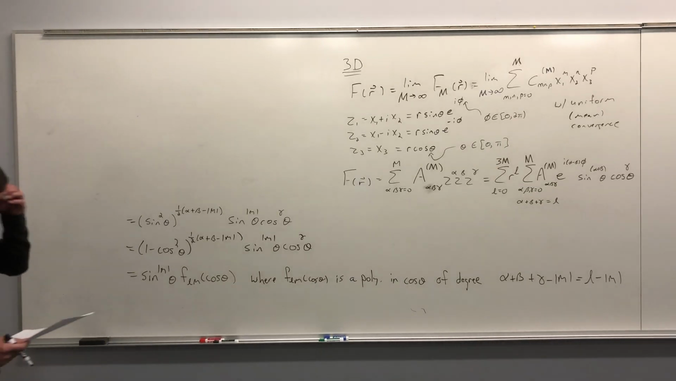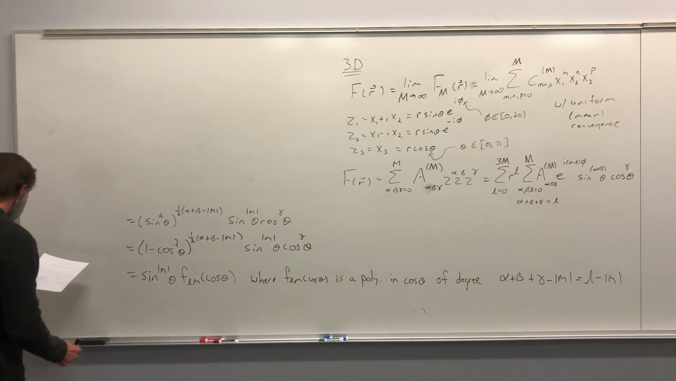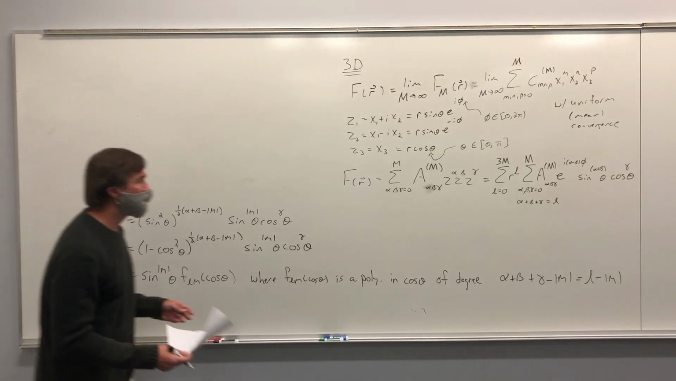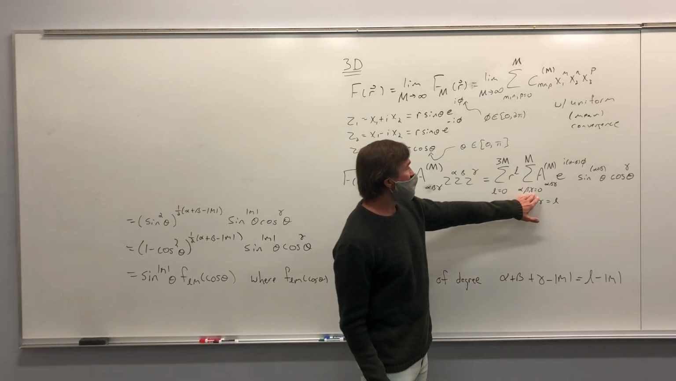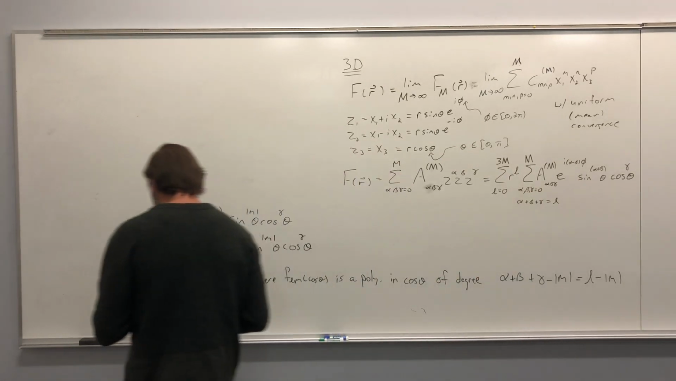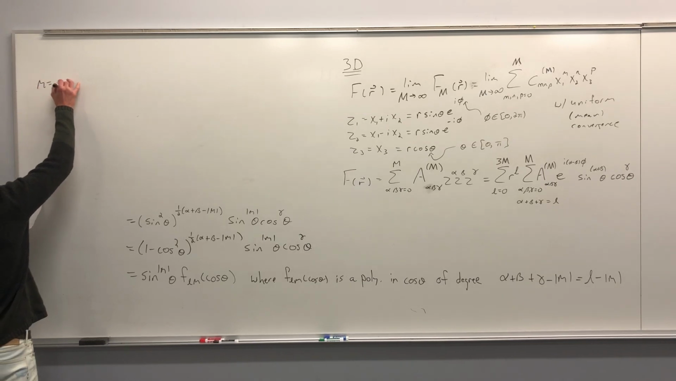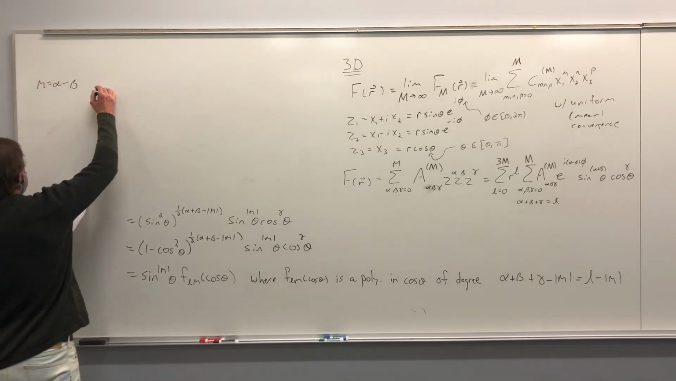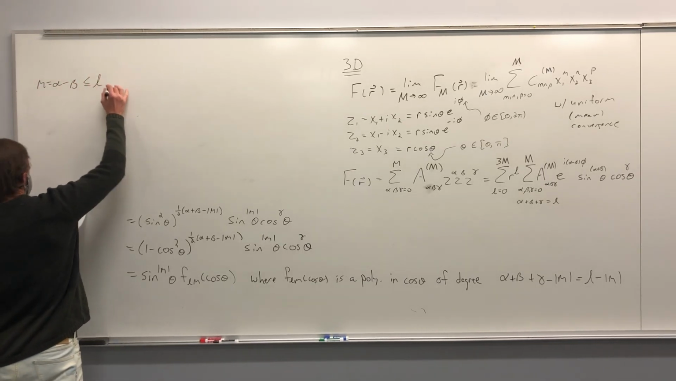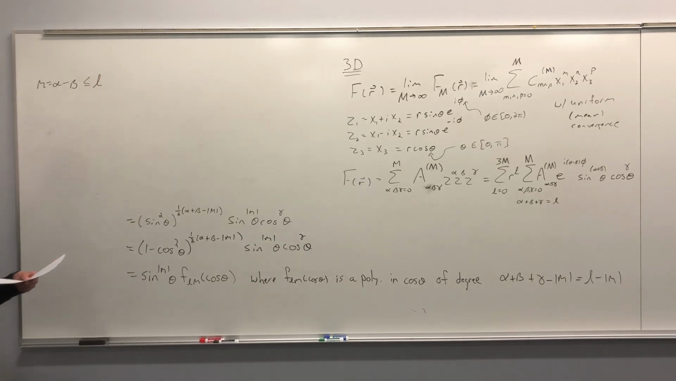Now, we would prefer to use this m as our label, but if we're going to use m as our label, this summation we have to rewrite. So here's what we can say. First of all, we can say m is defined as alpha minus beta. This is less than L, since, of course, alpha plus beta plus gamma equals L.